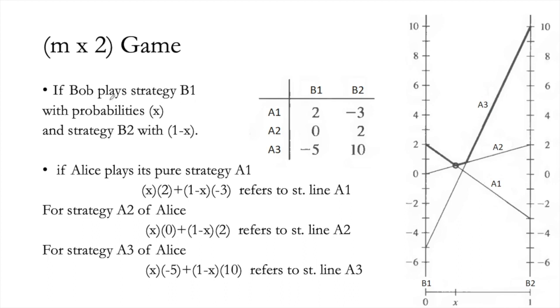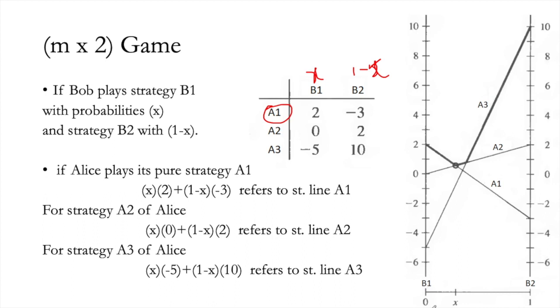So again we think that Bob uses strategies B1 and B2 with probability x and 1 minus x. Then on applying pure strategy A1, Alice will get this one. And this is a straight line equation, so we can draw a straight line, which is shown here for A1. In order to draw this line, you can see here for both strategies B1 and B2 of Bob's, we have given a probability value of 0 to 1, since x varies between 0 and 1.